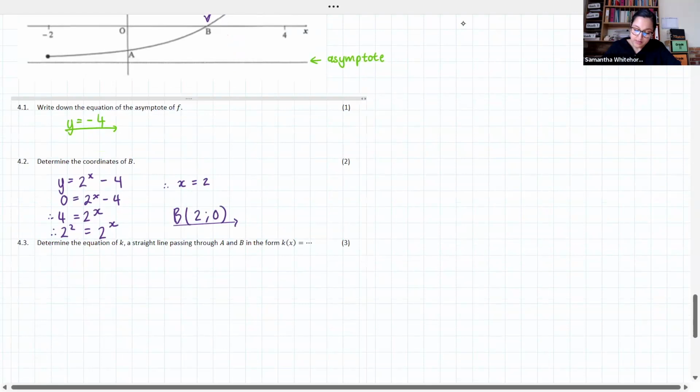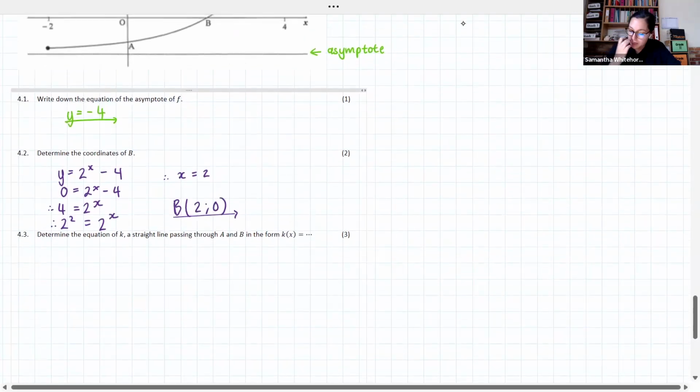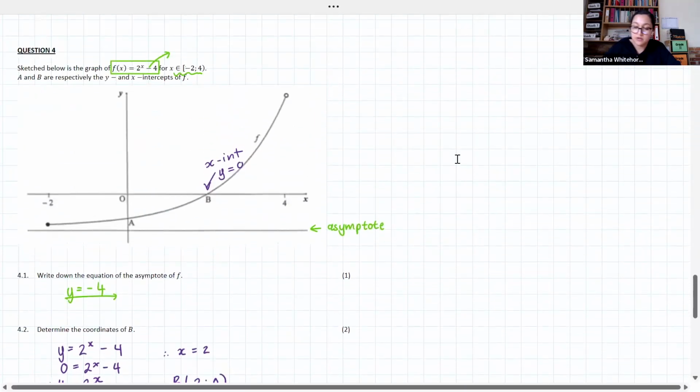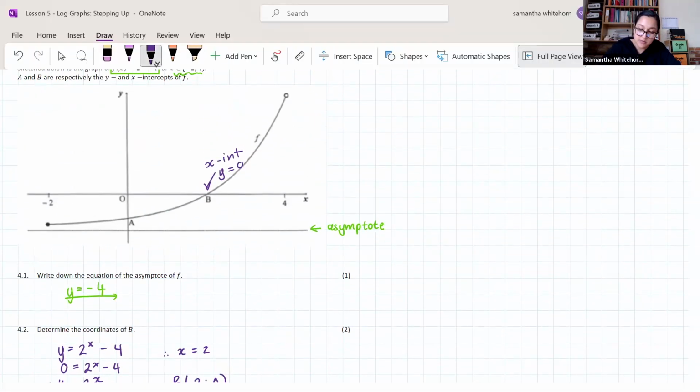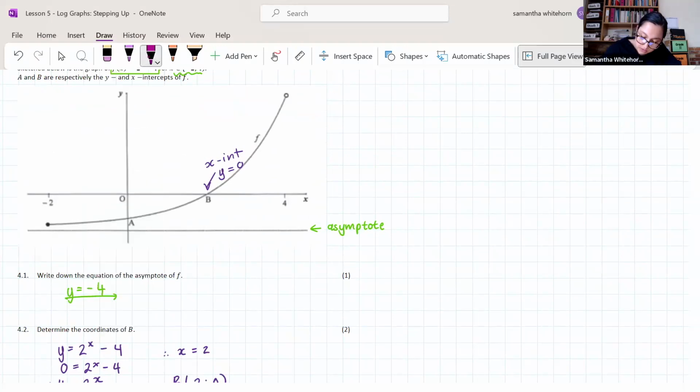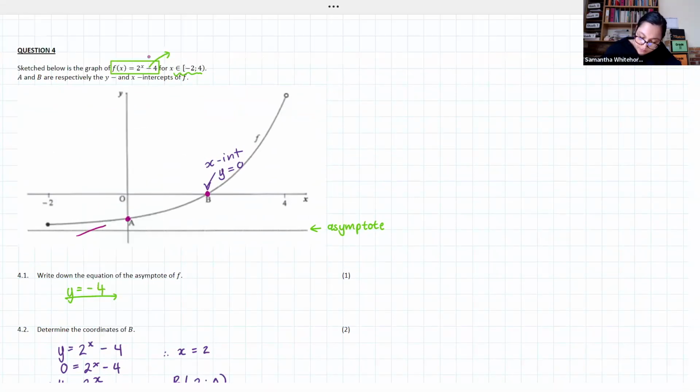Right, 4.3 now says determine the equation of k, a straight line passing through a and b in the form of k of x equals. So this sort of goes back to Bongi and Kosi's question of do we have to sketch the graph? So in this case, it's not the inverse, but I would sketch the straight line. And the reason for that is you can see the properties of it. So my straight line has to go through a and b. So this is the straight line k. It's not my best straight line in the world, but we're just going to roll with it.